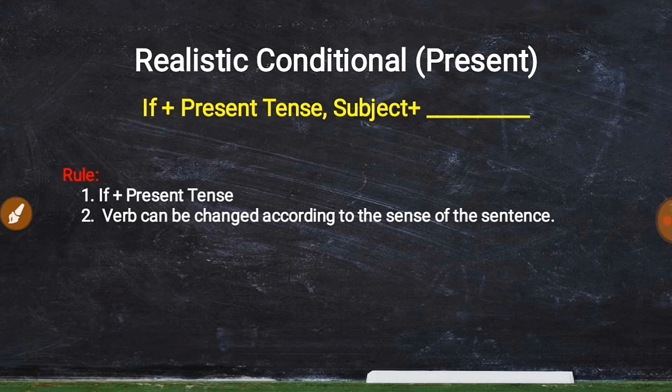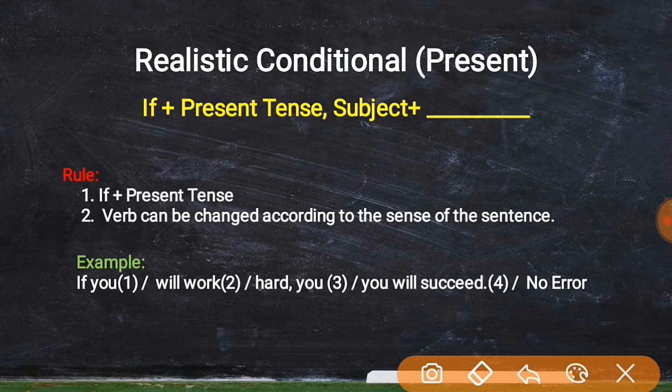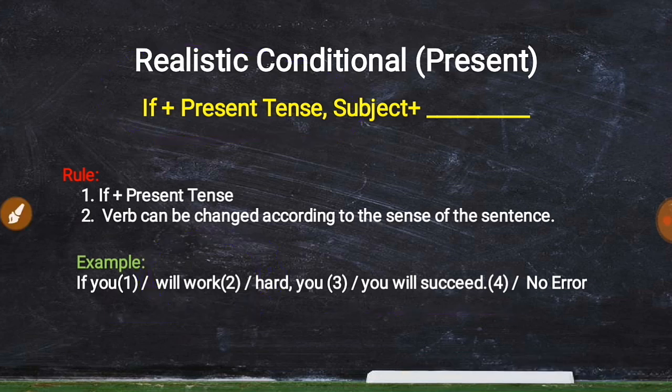Let's see some examples of this. This is not an example, this is one type of error correction. Let's see what the error correction is. If you will work hard, you will succeed. What I am telling is that the main clause must be in the present tense, but here, if you will work hard, this is the condition, so it should be: if you work hard, you will succeed. So the problem is in this area.